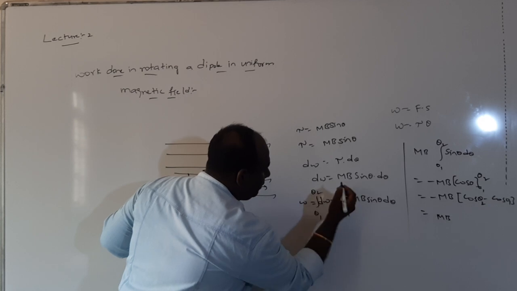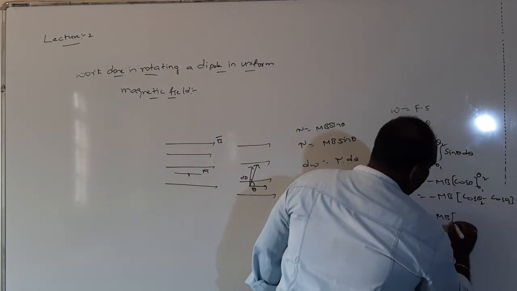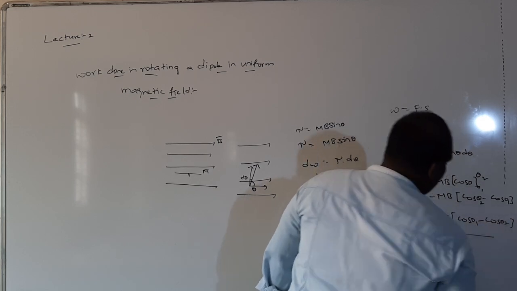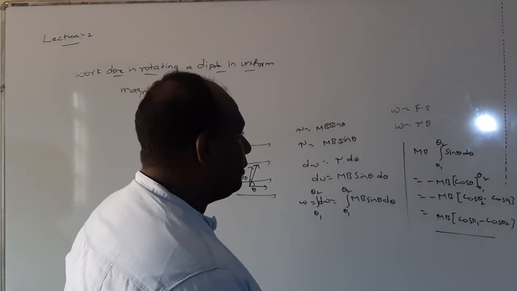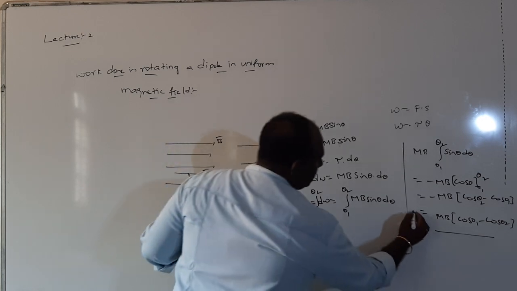Instead of 0 to theta, we can rotate this needle from theta 1 to theta 2, that is better. So I can write mb into cos theta 1 minus cos theta 2. This is the work done in rotating the dipole, stored as a potential energy. I will write the work done, this W.